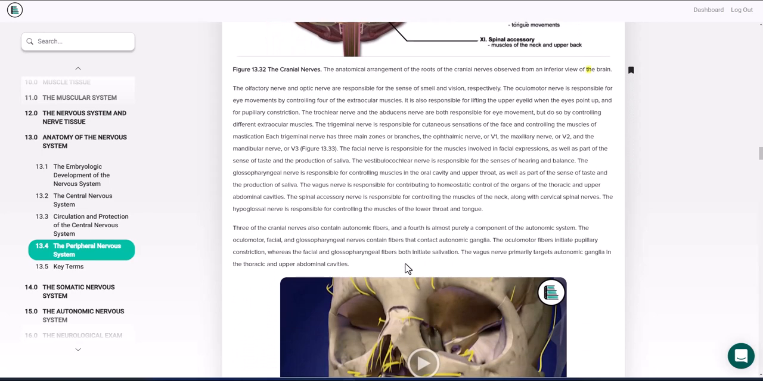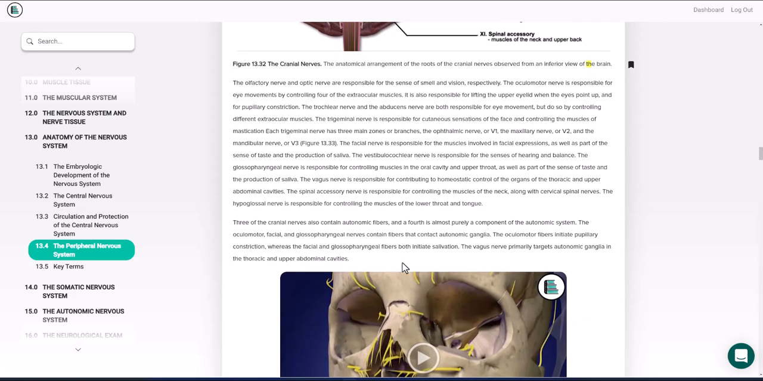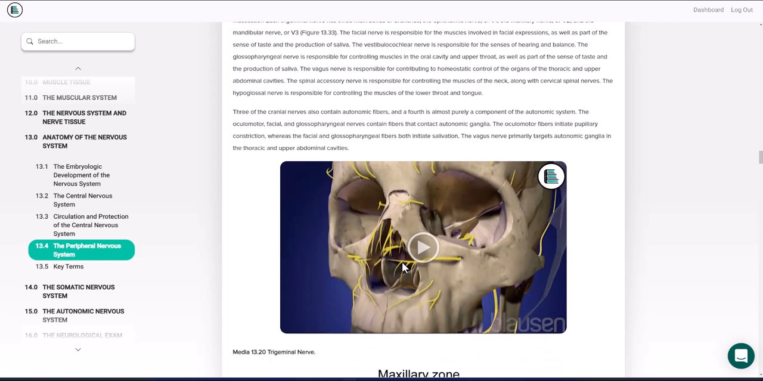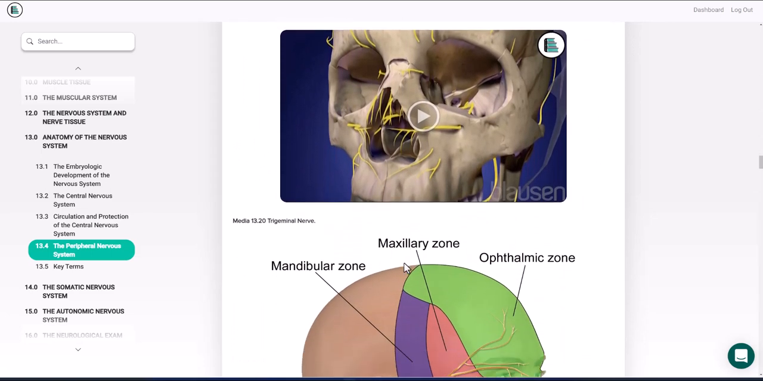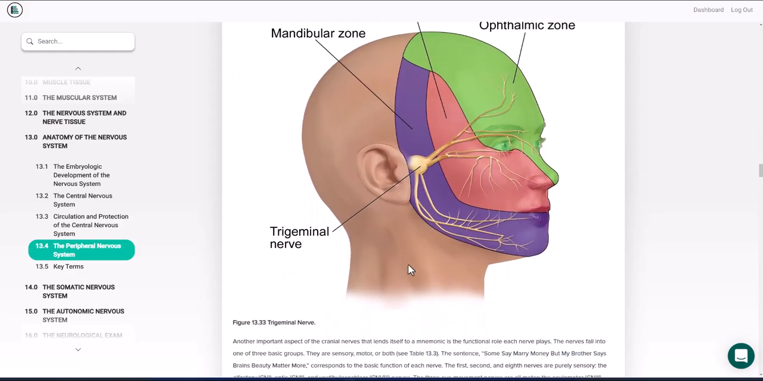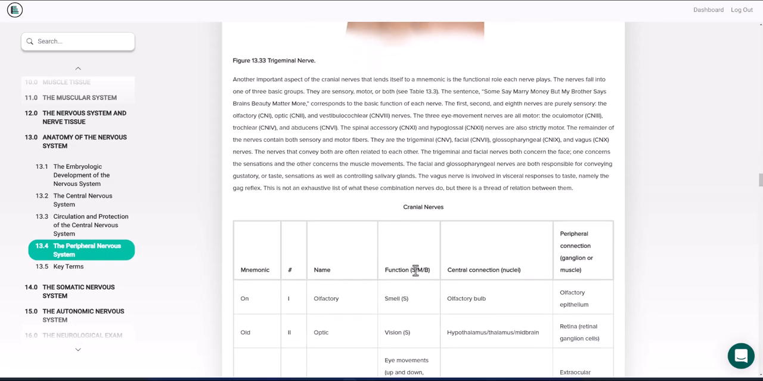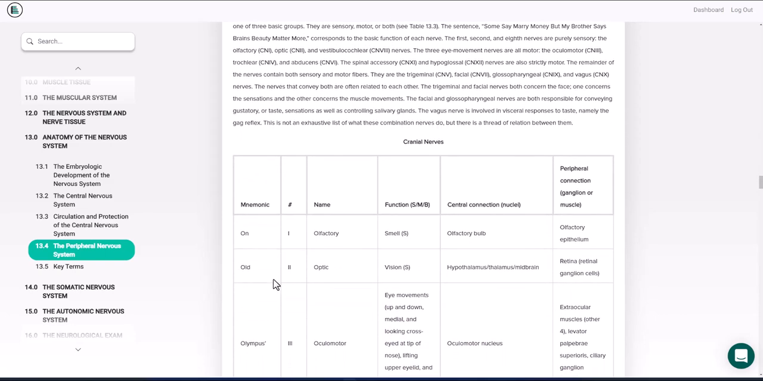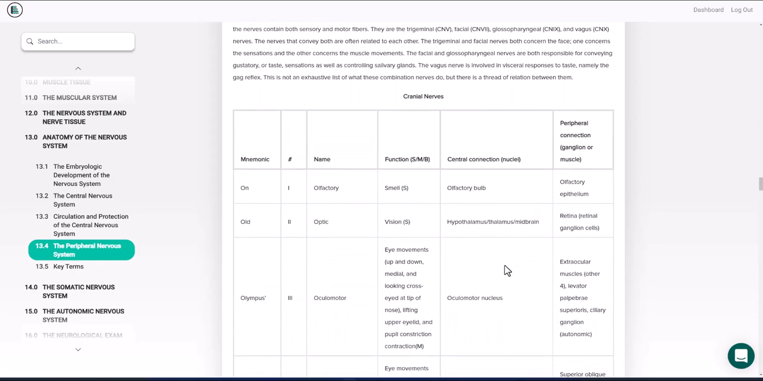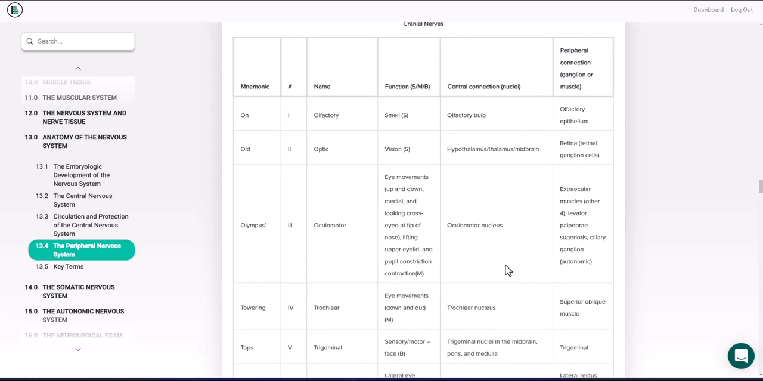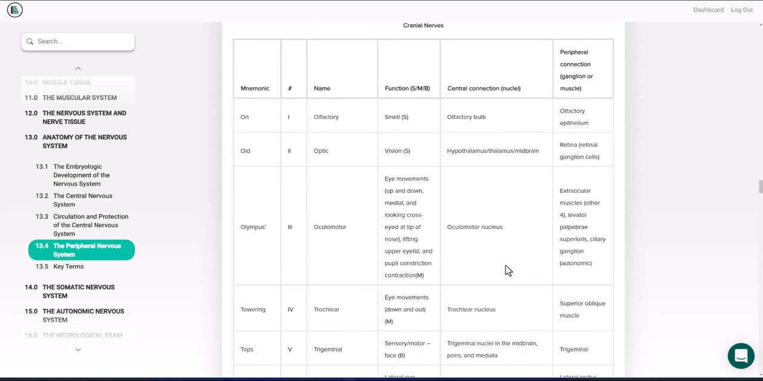So some of these nerves are motor only, some of these nerves are sensory only, and some of these nerves are both. And I'll walk you through those slides in a moment. So I'm going to do that now, actually. I'm going to go to the bottom of this little section. I'm going to show you this table, okay? And then I'm going to show you these slides one by one.